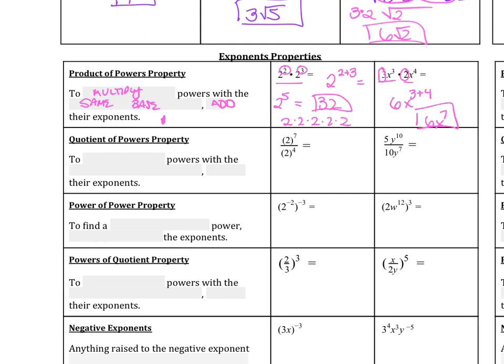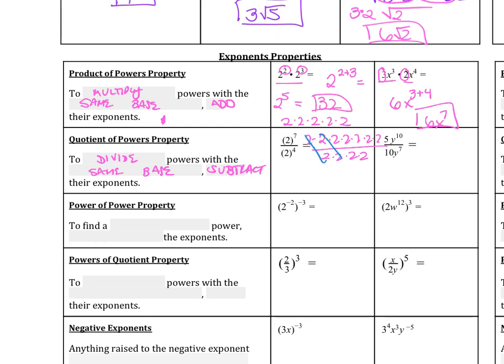Quotient of powers property. So when we divide powers with the same base, we're going to subtract their exponents. So if I write this out, 2 to the 7th, that's really 2 seven times. 1, 2, 3, 4, 5, 6, 7. And there's 2 to the 4th. 2 to the 4th means I have 2 four times in the denominator.